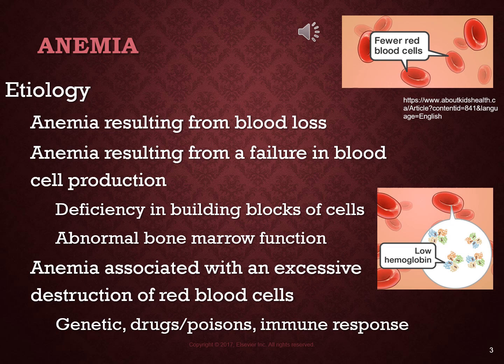Then there's anemia that's associated with an excessive destruction of the red blood cells, or hemolytic anemia. This can be genetic, as in sickle cell or thalassemia. This can be from different poisons that people encounter, or from drugs that people take therapeutically, such as different diuretics or antiarrhythmics. It can also be an autoimmune response. And these things all result in fewer red blood cells because of a destruction of the red blood cells.